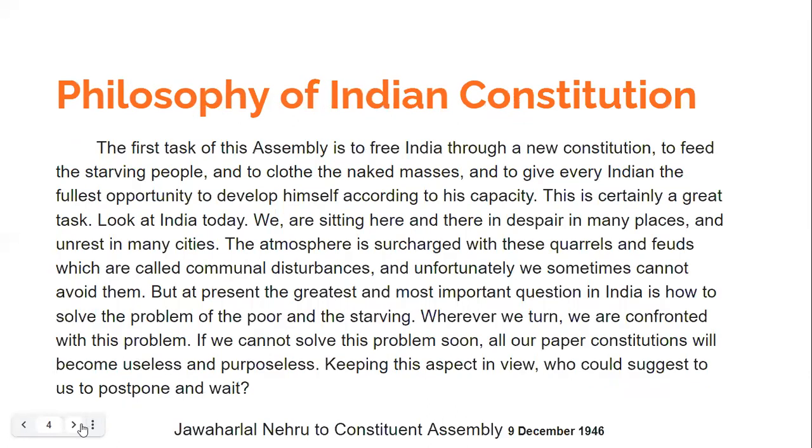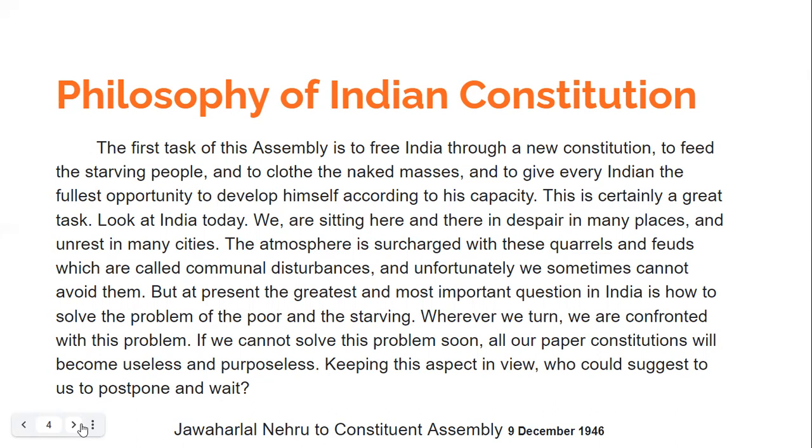Now, what was the philosophy of the Indian Constitution? The freedom fighters, especially the learned people who led our Indian freedom struggle and who were responsible for framing the Constitution, what was their philosophy? That has to be understood. So, on 9th December 1946, to be precise, Pandit Jawaharlal Nehru gave a very interesting speech to the Constituent Assembly, and we should look at it as a philosophy of the Indian Constitution.